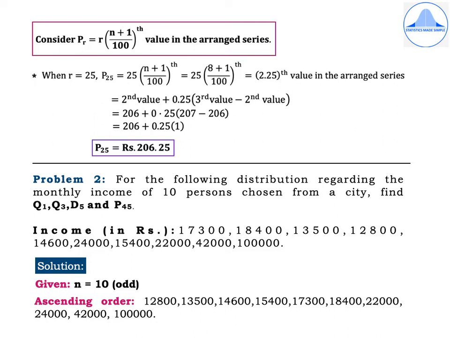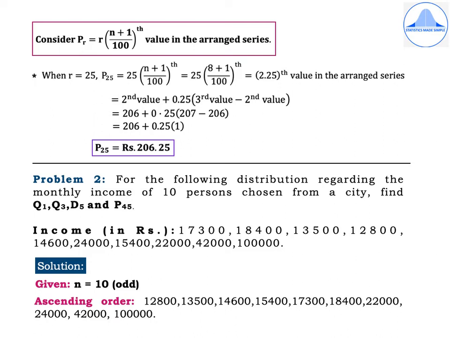Problem 2. For the following distribution regarding the monthly income of 10 persons chosen from a city, find Q1, Q3, D5 and P45. Incomes in rupees are 17,300, 18,400, 13,500, 12,800, 14,600, 24,000, 15,400, 22,000, 42,000 and 1 lakh.